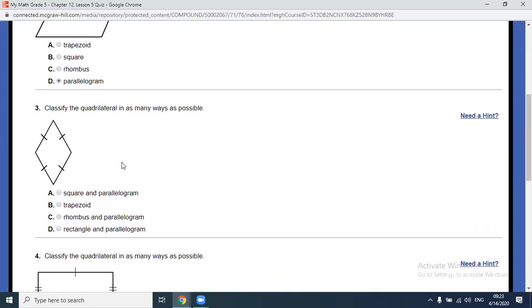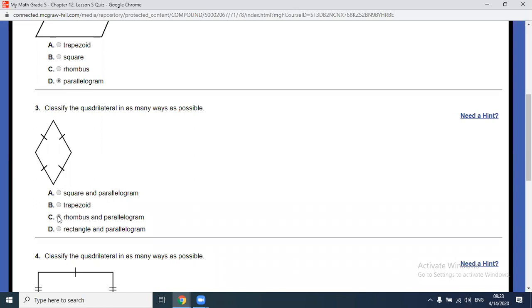Classify this one. Four sides are equal, right? This is common in square and rhombus, but a square also has right angles. I don't have right angles here, so this is a rhombus. So here, rhombus and parallelogram.